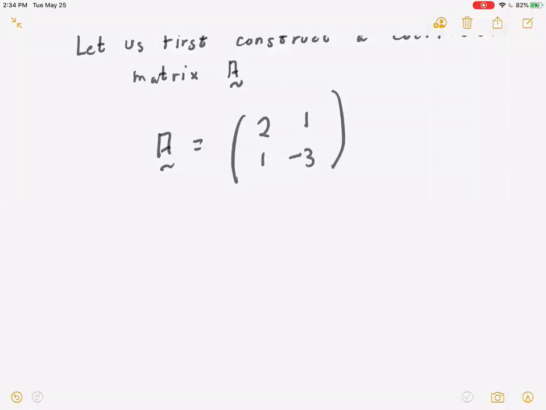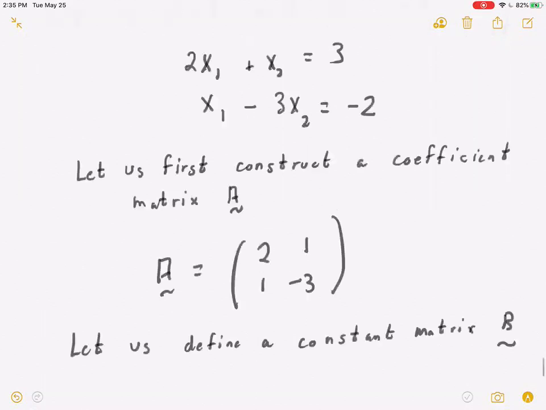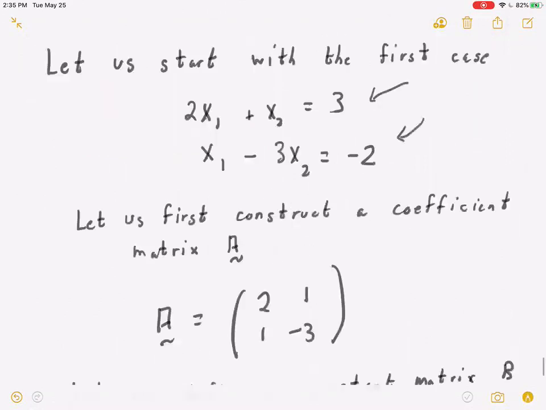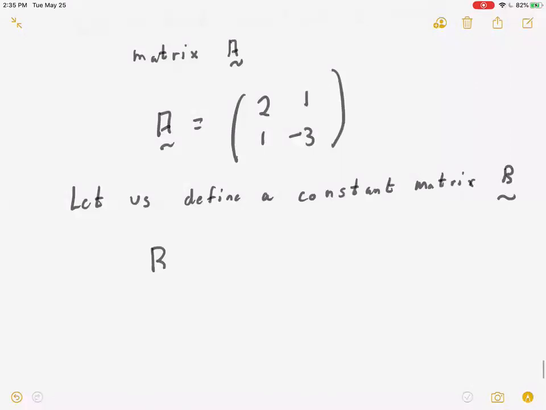Next, I'm going to define something called a constant matrix. And I'm going to use the symbol capital B for that. The constant matrix is just the matrix that contains the 2 matrix elements on the right-hand side of those two equations. And I'll use B because that's a convention. It's going to be very useful throughout this course. And it's just a 2x1 matrix.